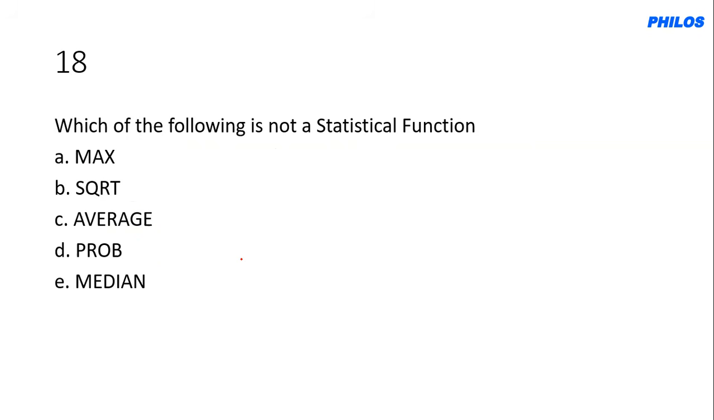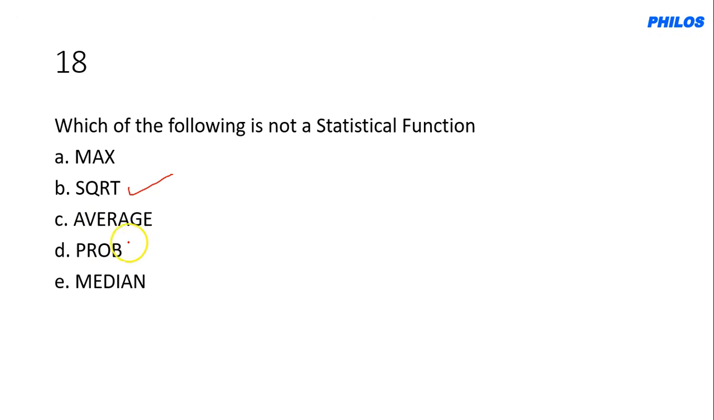18. Which of the following is not a statistical function? Now, the correct answer for this is B. Max is a statistical function. We use it to determine the maximum value. MIN, minimum, is also a statistical function. We use it to determine the minimum value. So that if you want to find a range, you can say maximum minus minimum to know the range.